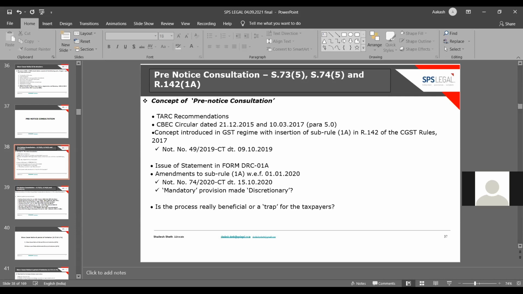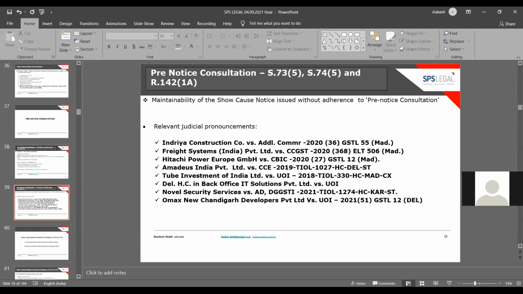Personally, given the manner in which such pre-notice consultations are carried out, I am dead against this entire process. It is better that this pre-notice consultation process is completely done away with and omitted from the statute book. It is better for the taxpayers, whatever may be the contrary claims. And having said that, in all these judgments, it has been held that if the pre-notice consultation board circular under the erstwhile regime is not adhered to, then the subsequent so-called notice will become invalid. At least this is some security given by the High Court.